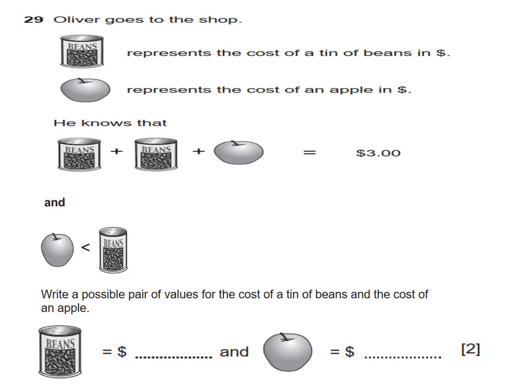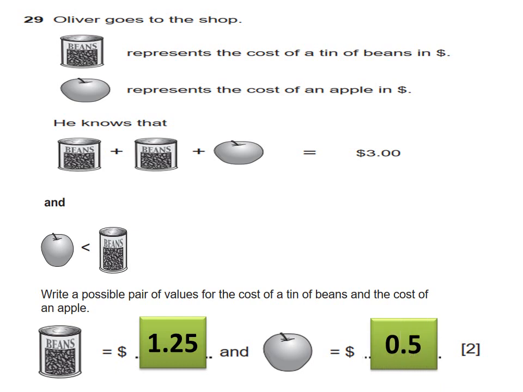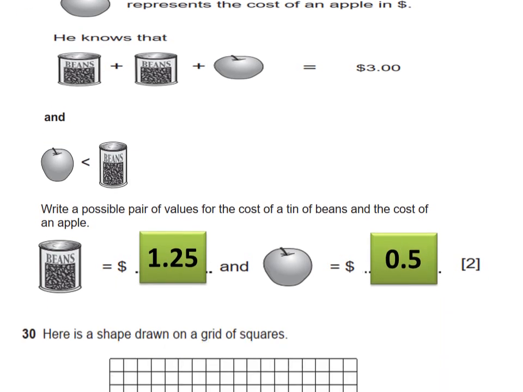Whenever we go to the shop, we have these beans. Remember that 2 beans plus an apple equal 3. And remember that the beans are less than the apple. So someone would say 1 plus 1 is 2, and the other one would be 1. No, this is not correct. We need to think about something else. Maybe 1.5 plus 1.5, this is 3. No, we need to think about something less than 1.5. We can think about 1.25 plus 1.25. This will be 2.5 and the rest will be 0.5. And here the beans are less than the apple.